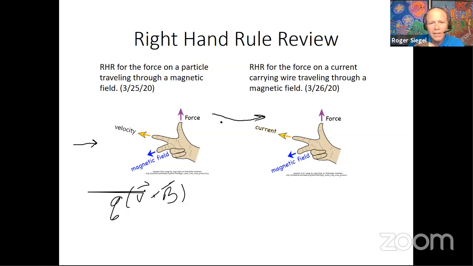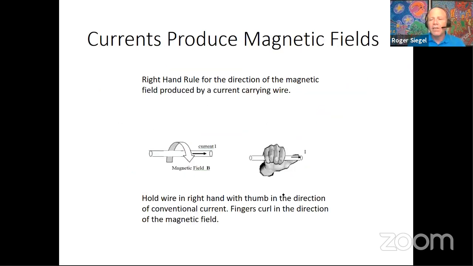Extremely similar. And that should make sense to you, because if we have a charge that's moving, that's going to be coulombs per second moving. If we have a current, well, you know, the unit for current is also coulombs per second. So these are very, very similar, and hopefully that makes sense to you. All right. Now we've got a new situation. Instead of asking what's the force on a particle, what's the force on a wire, we're going to ask what is the direction of a magnetic field created by a current carrying wire.